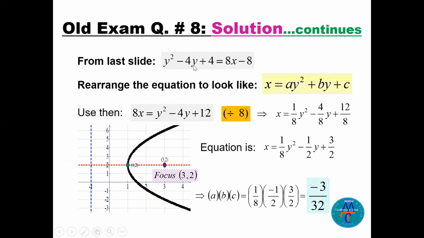So this is from the last slide, and rearrange the equation to be like this. So I leave the 8x, take minus 8 on the other side, becomes plus 12. We have to divide by 8 because we need only x. You see, this is what we need. So x = 1/8 y² - 4/8 y + 12/8. Let's simplify this again. So x will be 1/8 y² - 1/2 y, divide by 4 here, divide also by 4, 3/2. So this is extra here, the graph, I put it here extra. And then we need a is 1/8, b is -1/2, c is 3/2. So when you multiply everything, you will get -3/32 is a times b times c.